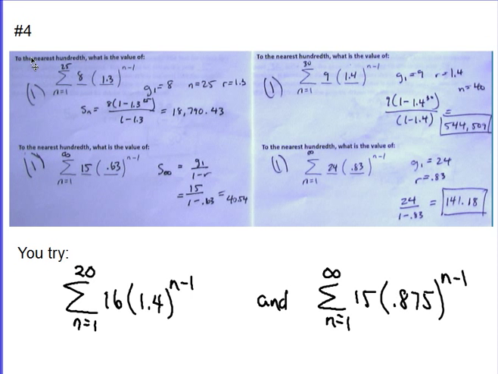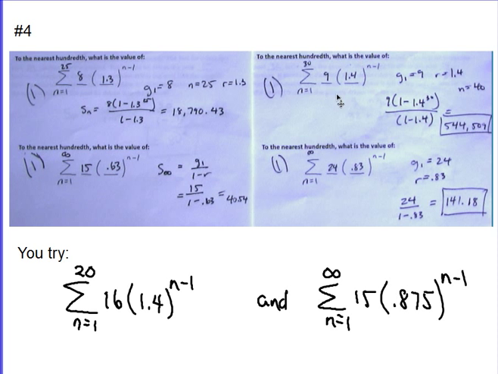Okay, so for number 4, we're asked, to the nearest hundredth, what is the value of, and it looks like this is going to be a series. The summation notation, the sigma notation, tells me that this is going to be a series for both of these parts. It's going to be finite because I'm starting at 1 and ending at 25. For this one, I'm starting at 1 and ending at 30. This part right here tells me it's geometric.